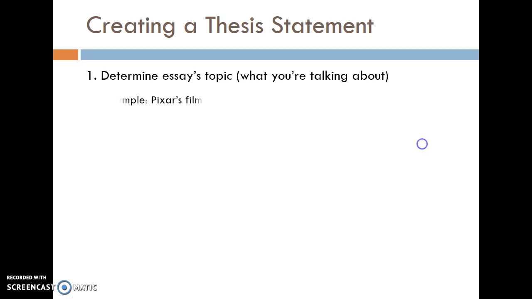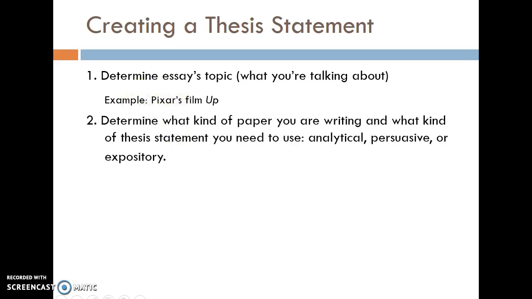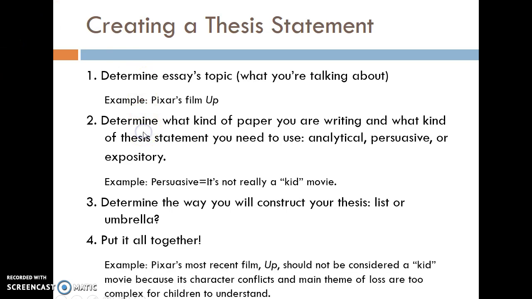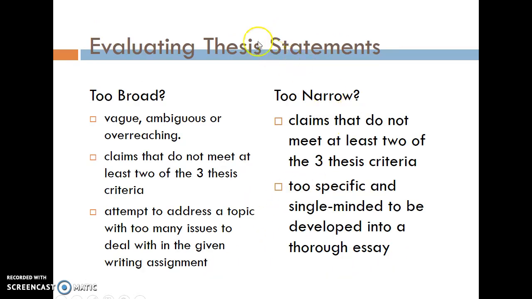So you need to determine your essay topic. So for example, let's say Pixar's film Up, which I love. Okay, and then you need to decide what kind of paper you're writing. Like I said, we're talking about argument. Okay, so this one, for example, is going to be an argument. It's not a kids movie. So the way you construct your thesis is how you structure it. Okay, so you're gonna put it all together. So for example, Pixar's film Up should not be considered a kid movie because its characters, conflicts, and main theme of loss are too complex for children to understand. Now, there you go.